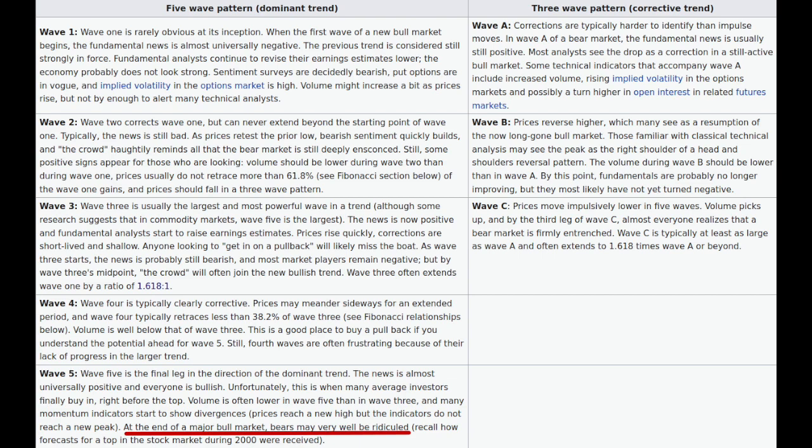Then he lists a set of rules for Elliott Wave theory. The 3 that he highlights are that Wave 2 never retraces more than 100% of Wave 1. Wave 3 cannot be the shortest of the 3 impulse waves. And Wave 4 does not overlap with the territory of Wave 1.